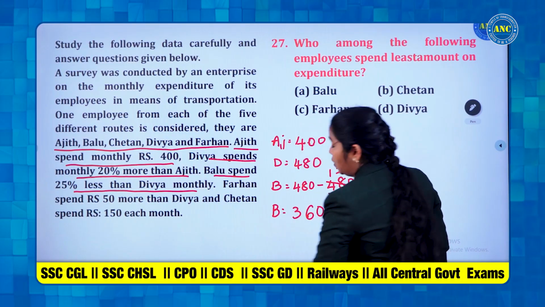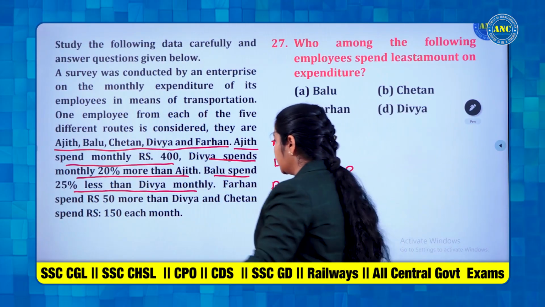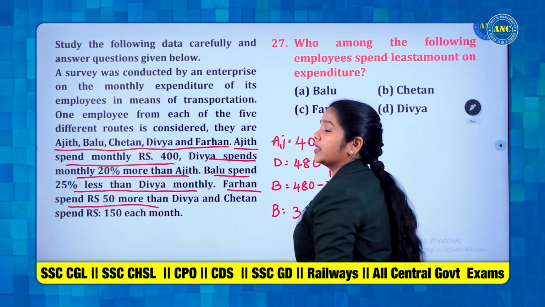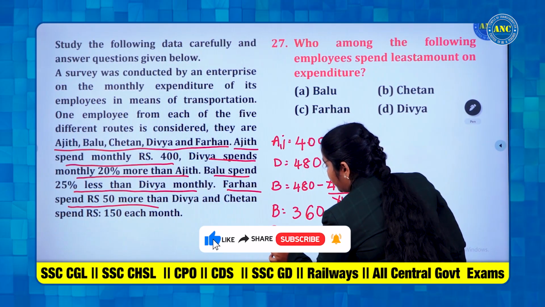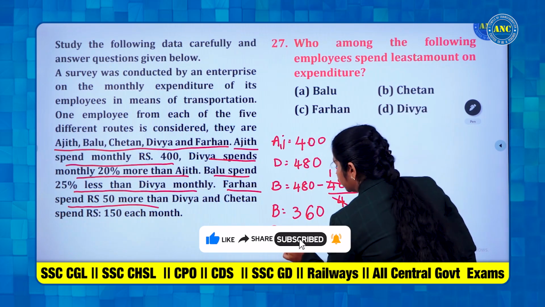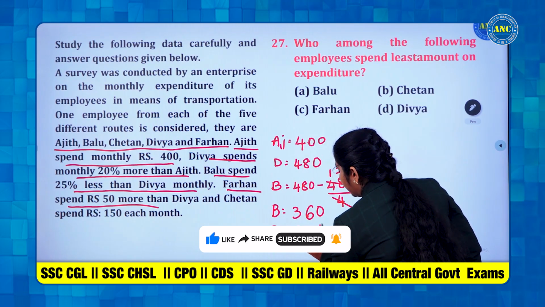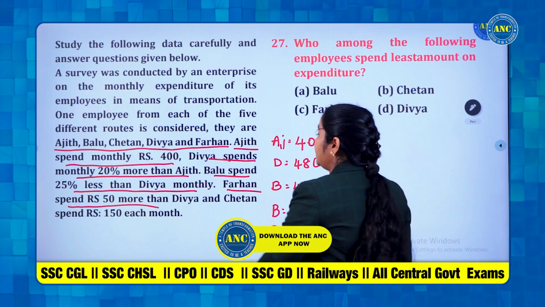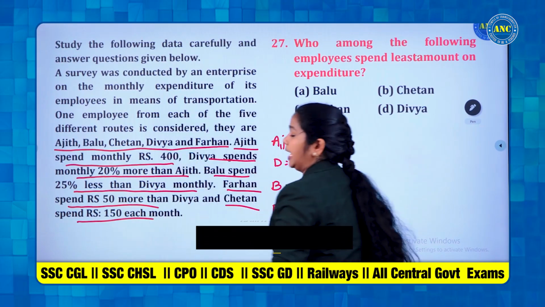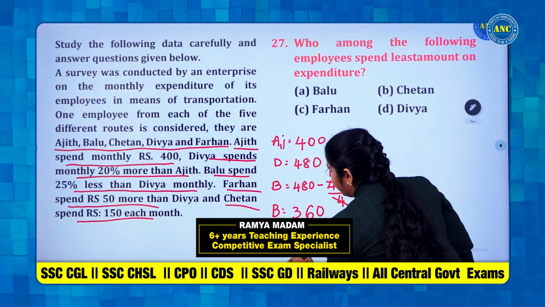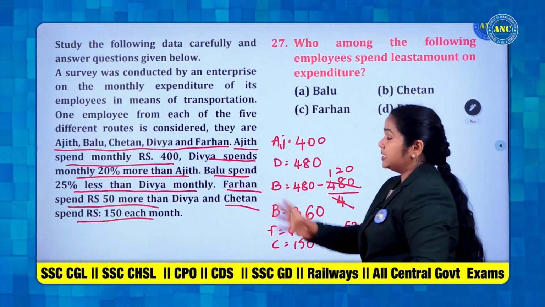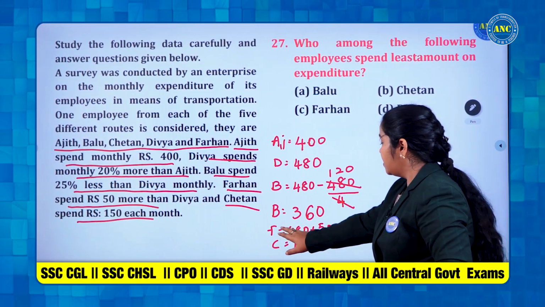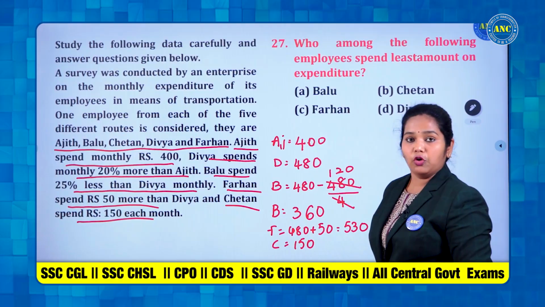What is the value of Balu? 360. Clear? Next, Farhan spends 50 more than Divya. That means 480 plus 50, which is 530. Finally, Chetan spends 150 each month. Chetan's value is 150. Ajit's value is 400, Divya's value 480, Balu's value 360, Farhan's value 530 and Chetan's value 150.